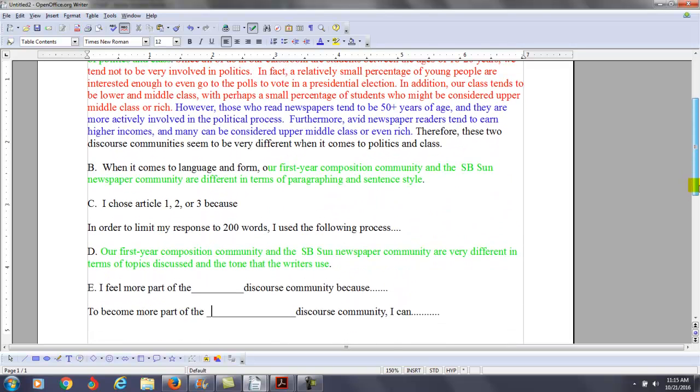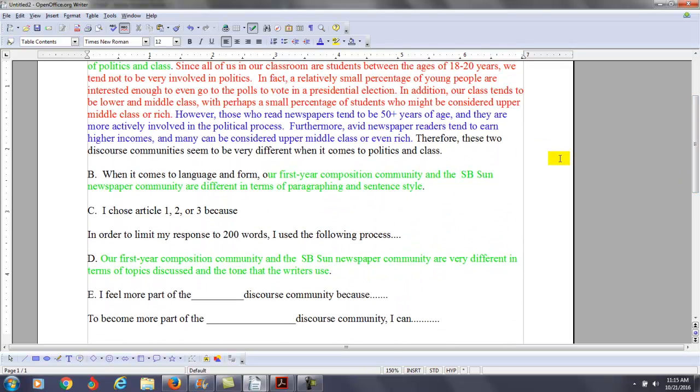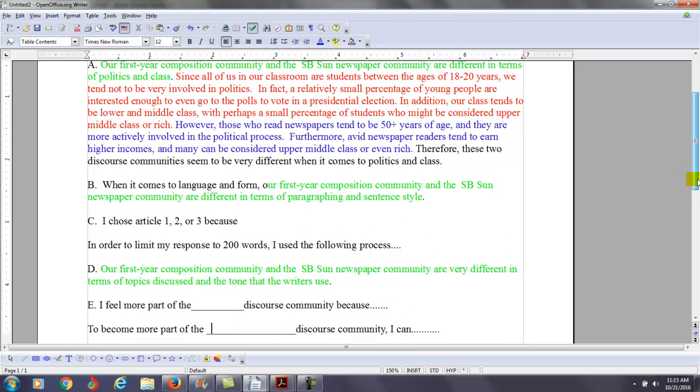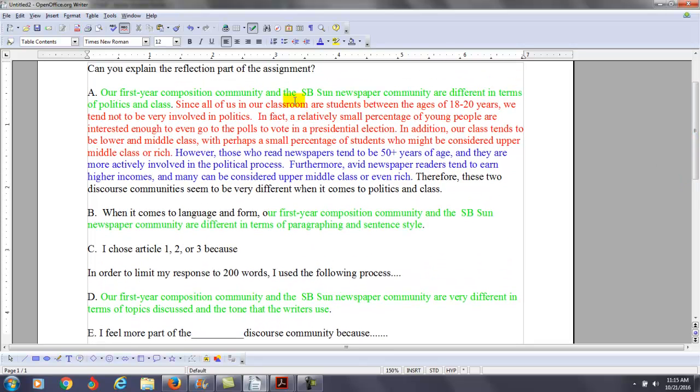So remember, I didn't put any quotes or anything in here, but as you do research, if you do any kind of research to help you answer A, B, C, D, or E, make sure that you use in-text citations, and you will also need to have a works cited section to refer to those sources.